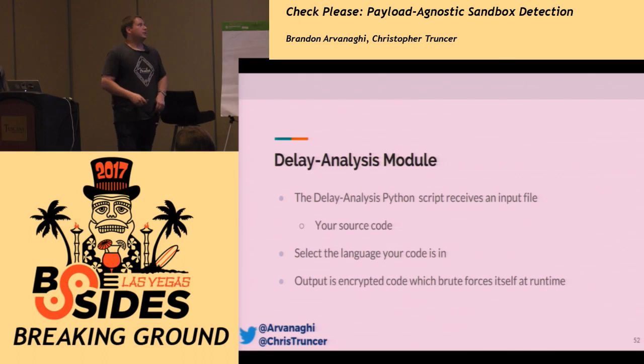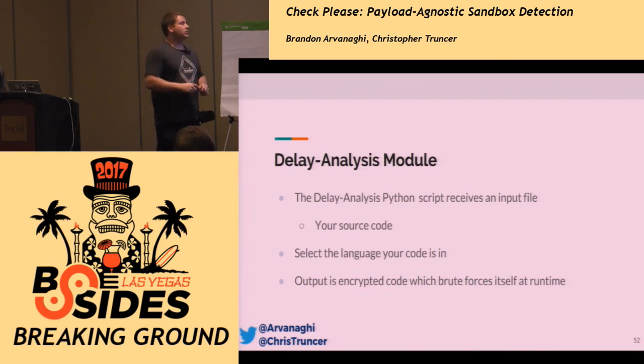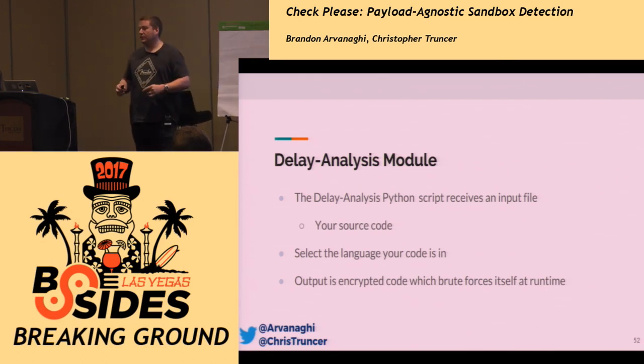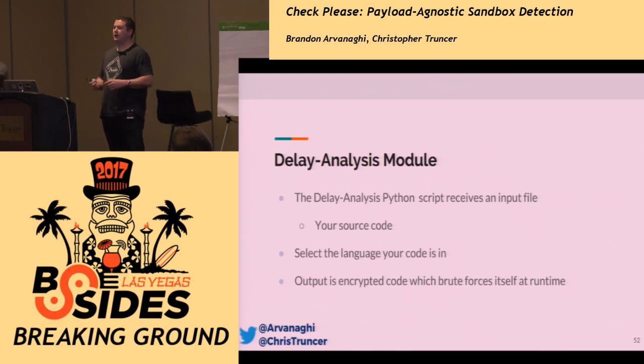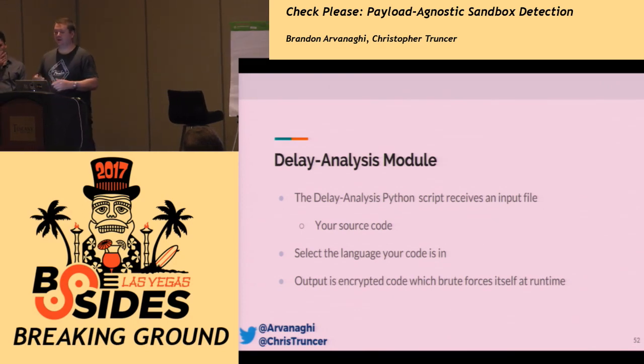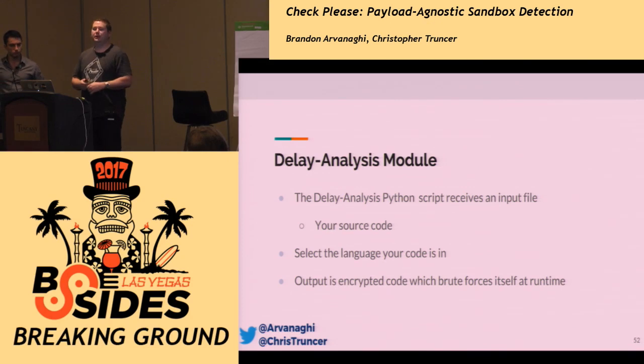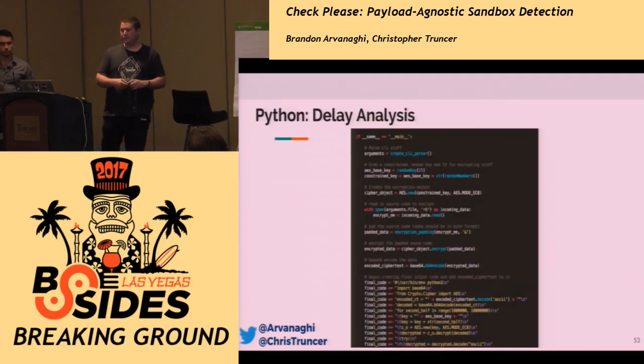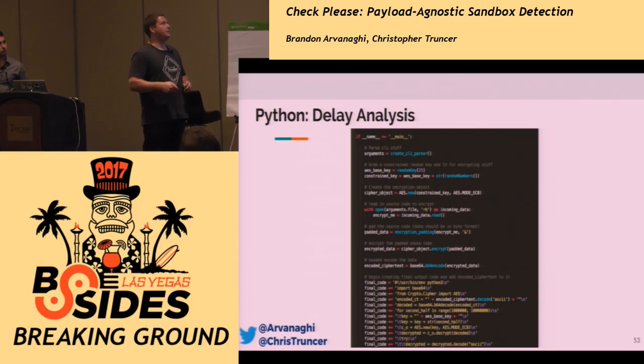I think we'll do a quick demo in a second, but delay analysis is this tool that's written in Python. Basically, you give it the source code. So we're not working at a compiled binary level. We're looking at your original source code before you compile it. You basically just provide the language that your code is developed in, and it'll output encrypted code in that format. I'll show you what this actually looks like when we run it. This is basically the code.